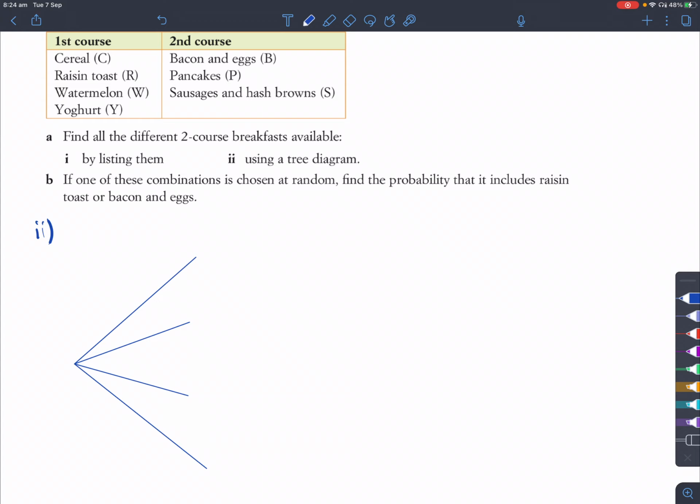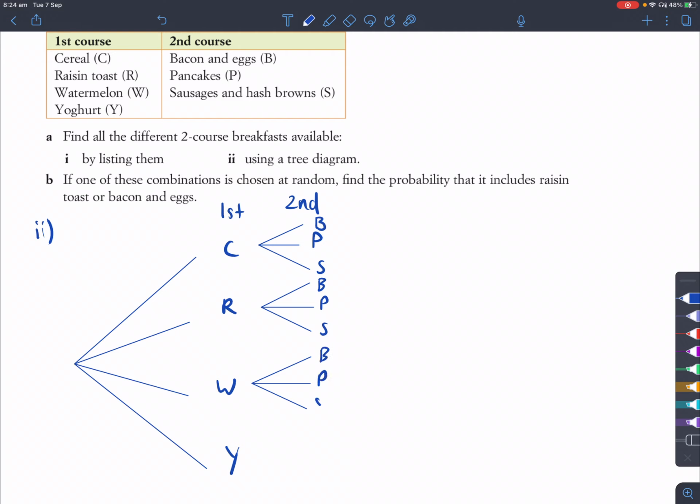There we go. So we'll label this as our first course, and we can choose from cereal, raisin toast, watermelon, and yogurt. And then as for our second course, you know that this branches out to 3 things. And this will be B, P, and S. So our bacon and eggs, pancakes, sausage and hash browns. And we do the same thing for each of those. So I'm going to write B, P, and S once again. And then you keep doing it.